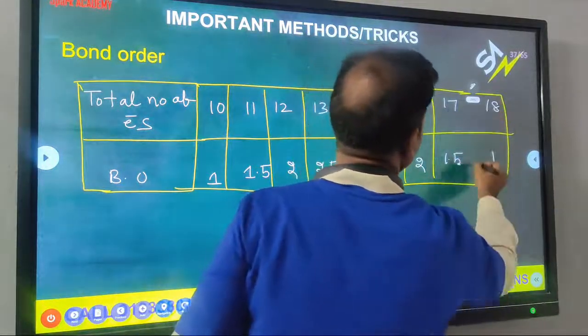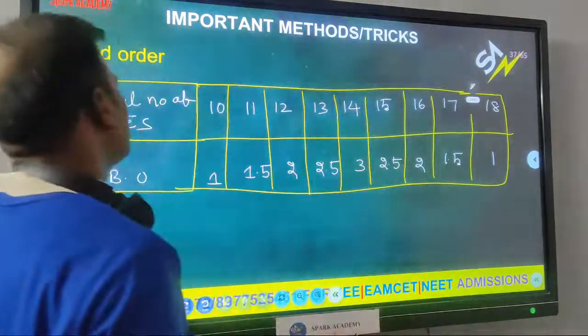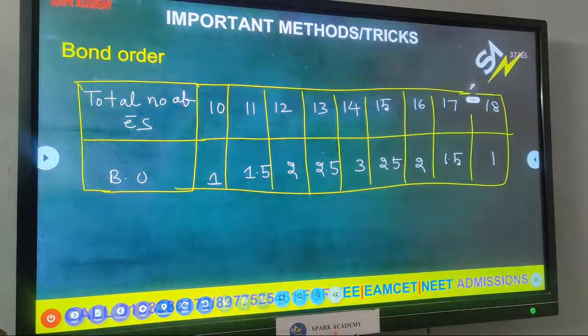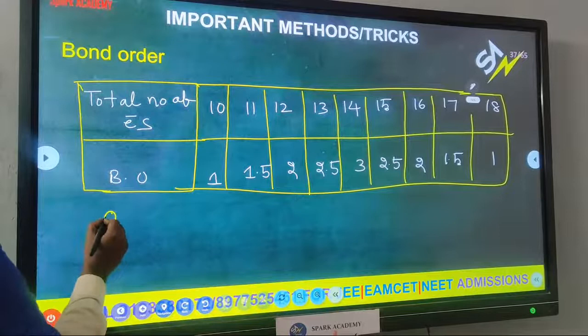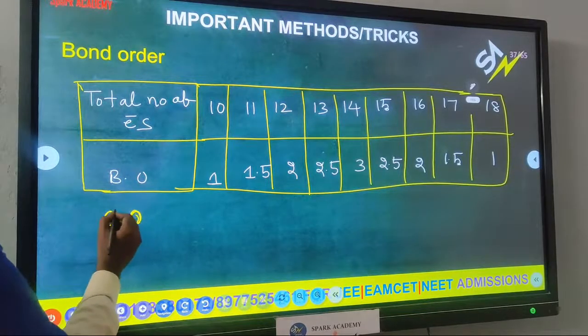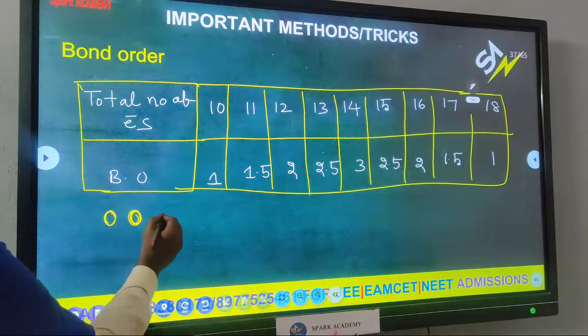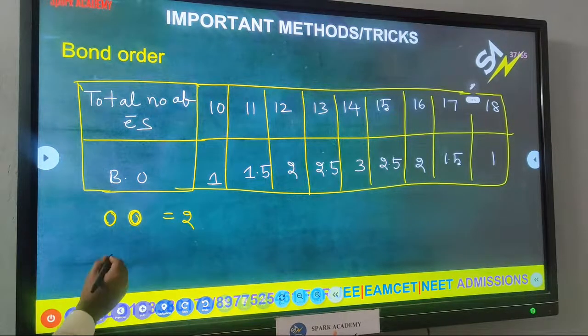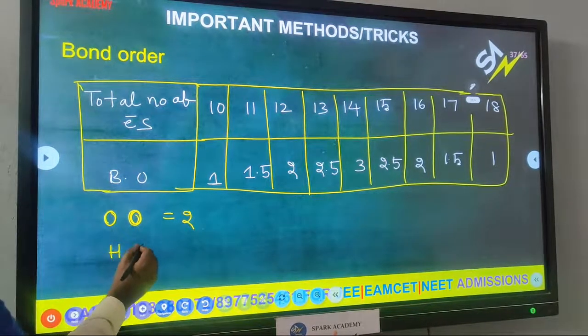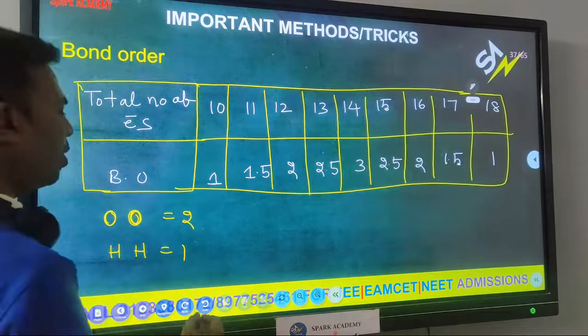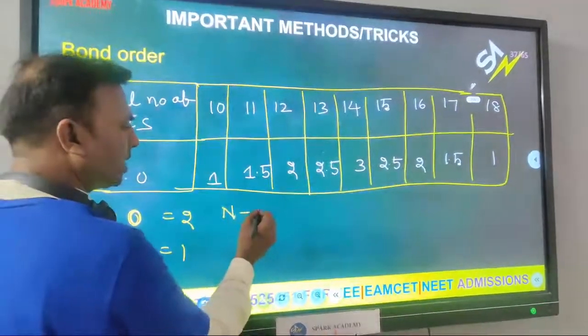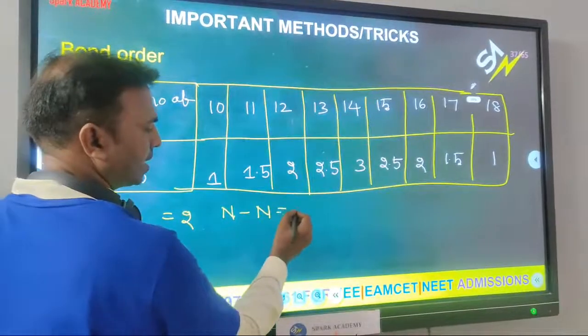Now we see examples. Before the examples, what is the bond order of oxygen, oxygen? 2. What is the bond order of hydrogen, hydrogen? 1. What is the bond order of nitrogen, nitrogen? 3. This is the bond order.